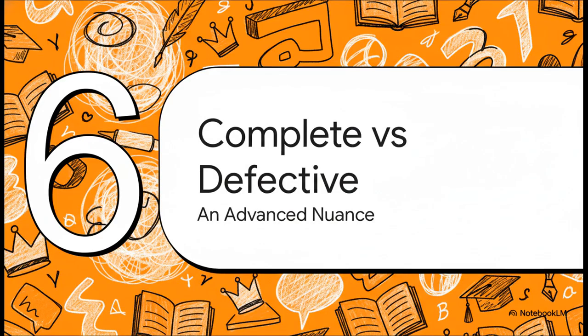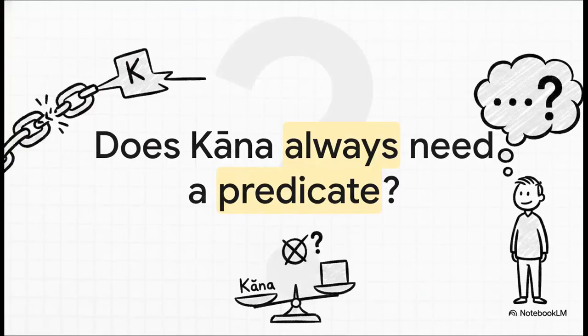And finally, Section 6, complete versus defective kaana. Let's finish up with a really cool advanced nuance. This is the stuff that will elevate you from just a beginner to a true Arabic linguistics enthusiast. Up until now, we've called kaana a defective verb. We call it defective because it desperately needs a predicate to finish its thought. I mean, if I just say to you, the man was, you're sitting there waiting for me to finish the sentence. The man was what?